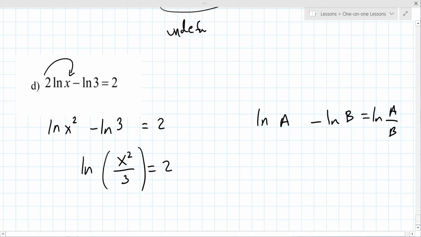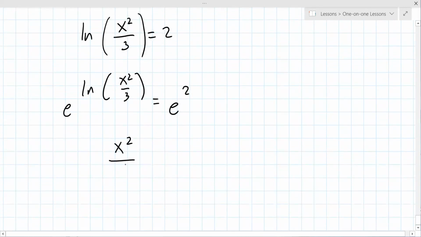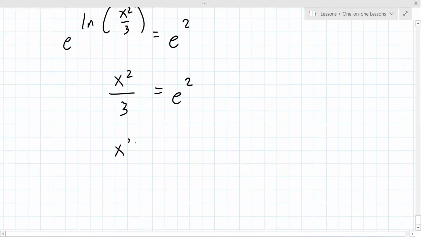To undo ln, you use e. So it's e to the natural log x squared over 3 equals e to the power of 2. X squared over 3 equals e squared. Multiply by 3 to clear the divide by 3. X squared equals 3e squared. Then you take a square root. So x equals plus or minus square root of 3e squared.